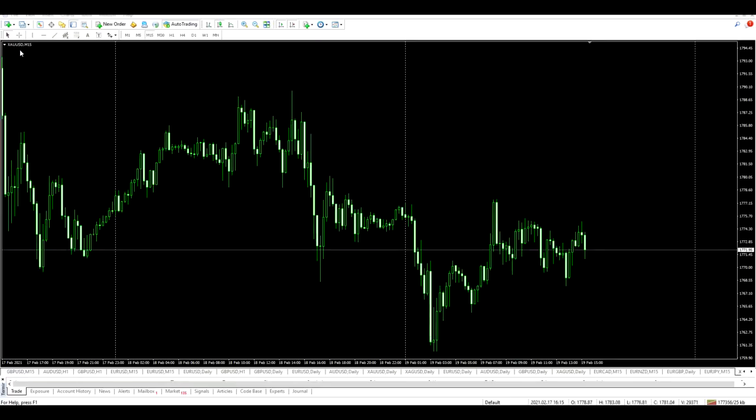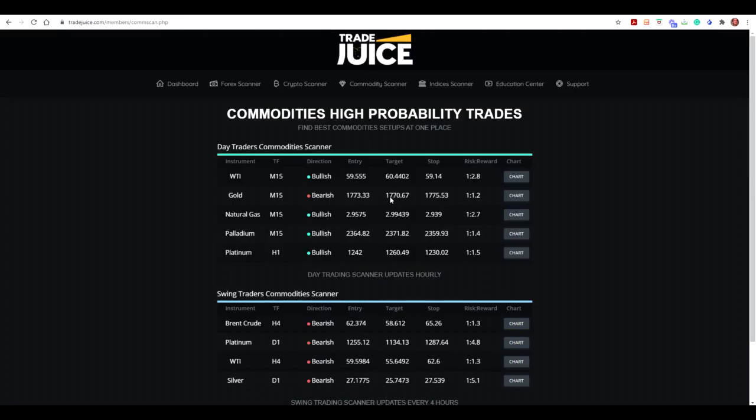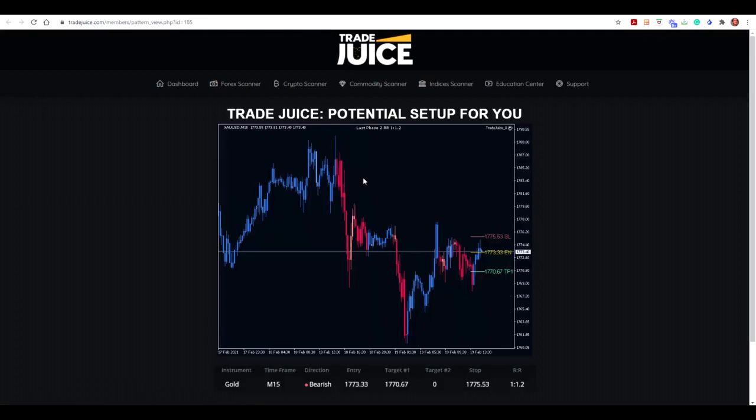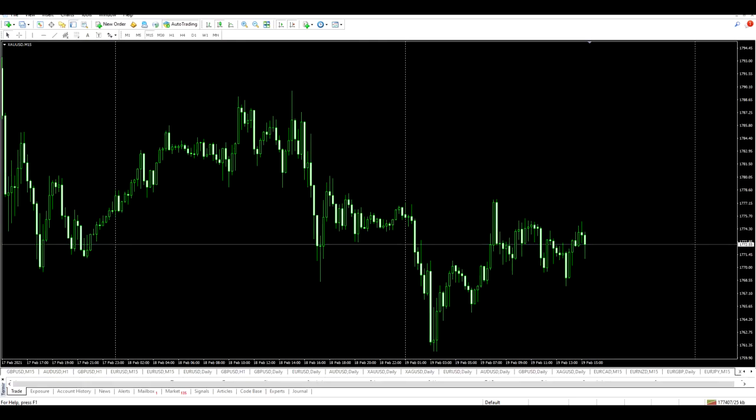Hi guys, I'm on the gold USD 15-minute chart, and the reason I'm on this is because TradeJuice has highlighted this as a potential high probability trade setting up. Now, I do have a chart that I can use for this, and it gives me the entry point, stop loss, and take profit.